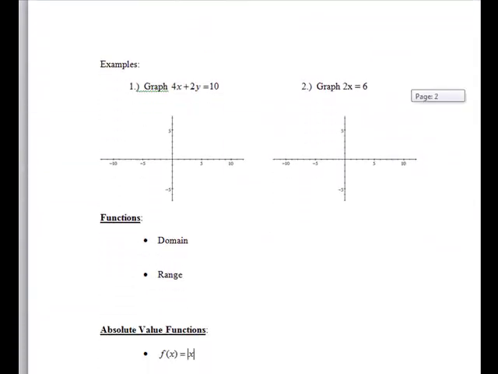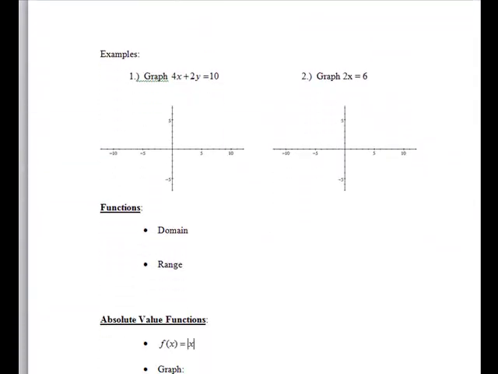So let's graph another equation. Linear equation 4x plus 2y is equal to 10. As I just said, the first thing we want to do for an equation that's not in slope-intercept form is get it in slope-intercept form. So a little bit of algebra, solve for y. Begin by subtracting 4x from both sides.